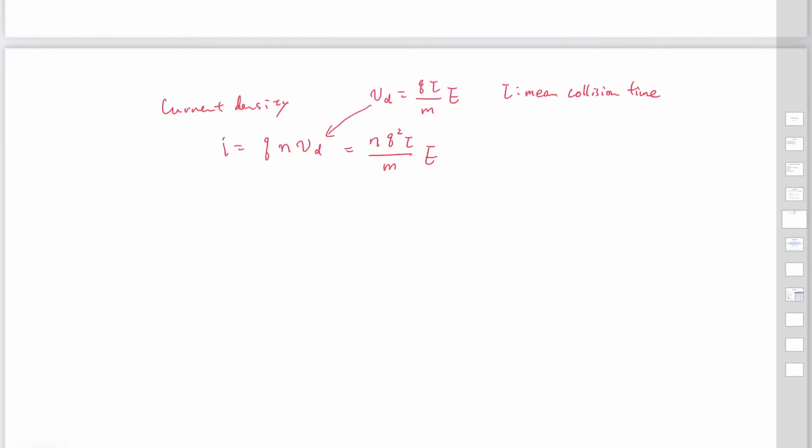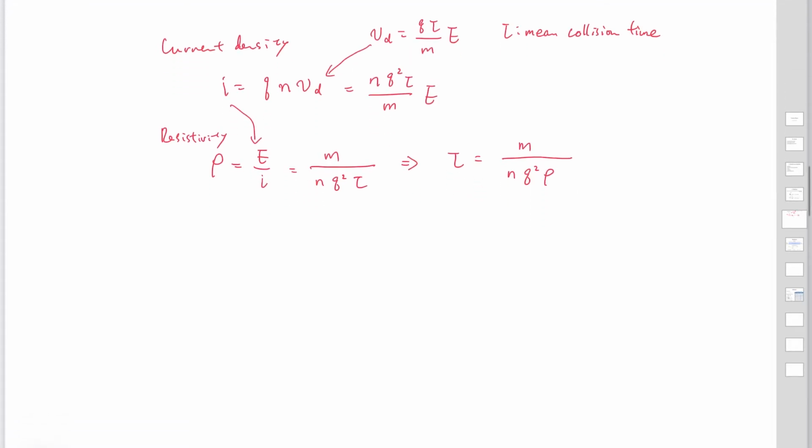Then, using the definition of resistivity, rho is expressed as E over J. You can substitute this here. It becomes m over n q squared times tau. So from these equations, you can find that the mean collision time of electrons can be expressed as tau equals m over n q squared times rho.